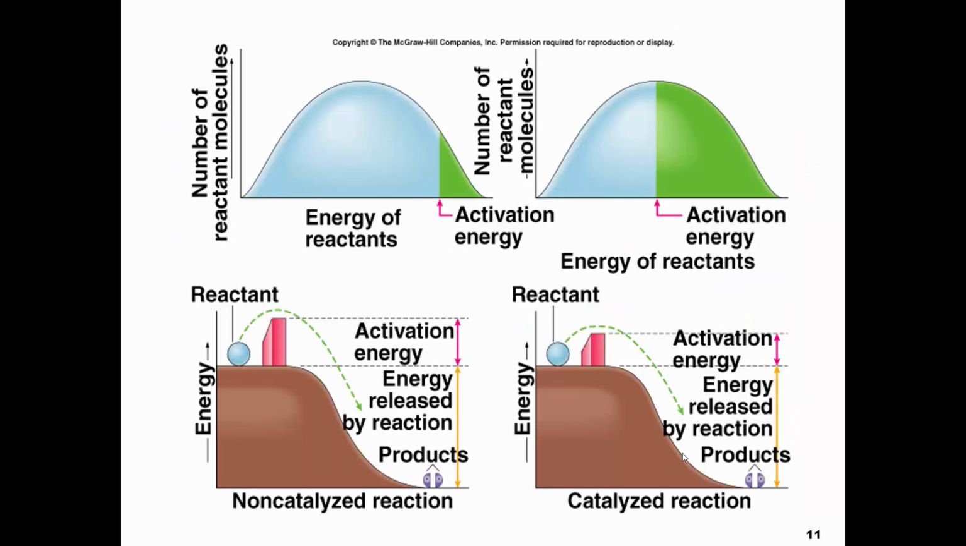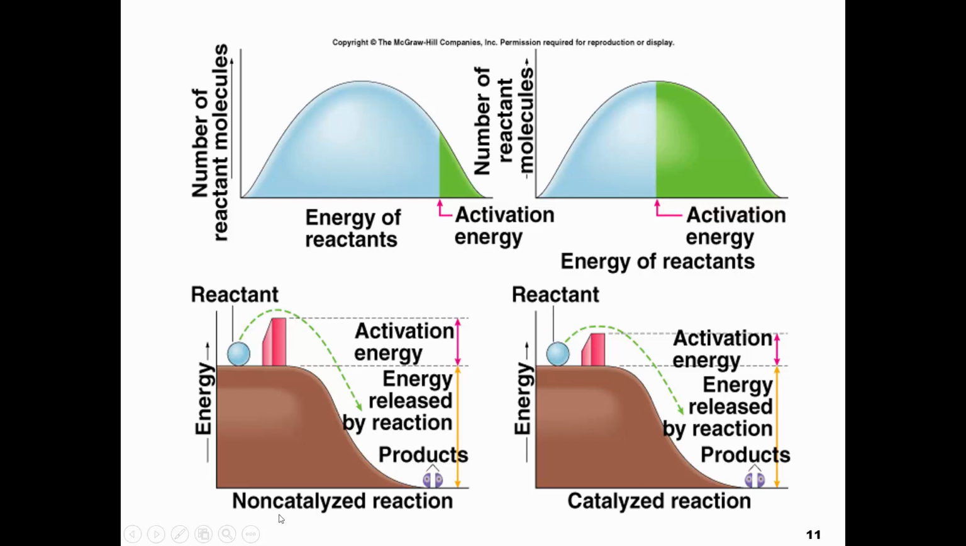So we see what we just talked about on the previous slide illustrated nicely in this slide as well. Now, let's look at the bottom two pictures first. The bottom two pictures show exactly what we saw on the previous screen. We have the reactant, which actually is called a substrate in an enzyme catalyzed reaction. We have the activation energy, and then because it's an exergonic reaction, we have the energy that's released before you get to the products.